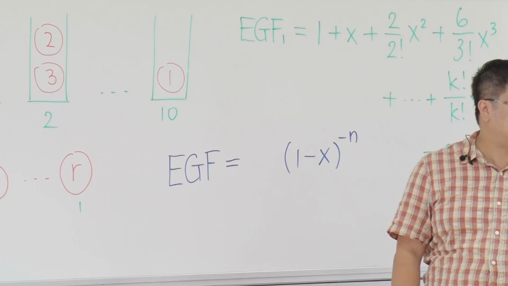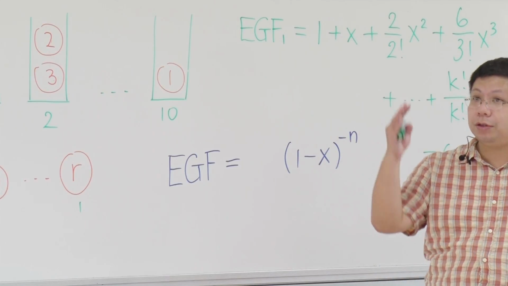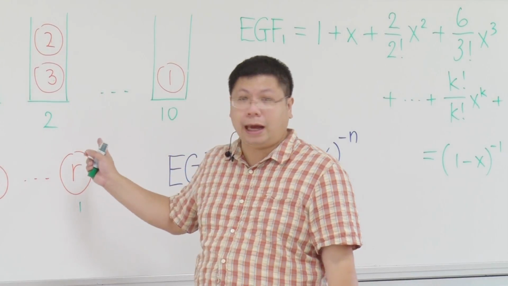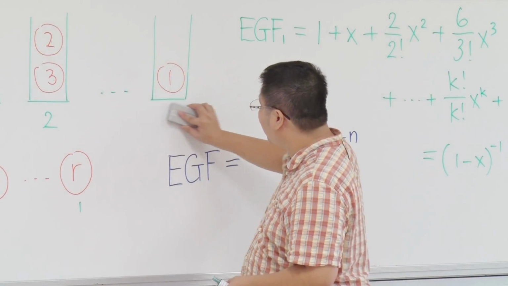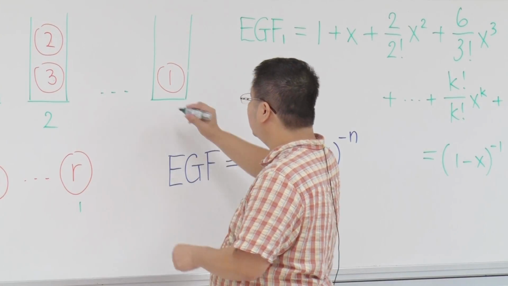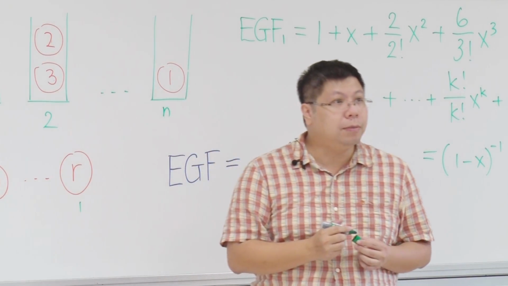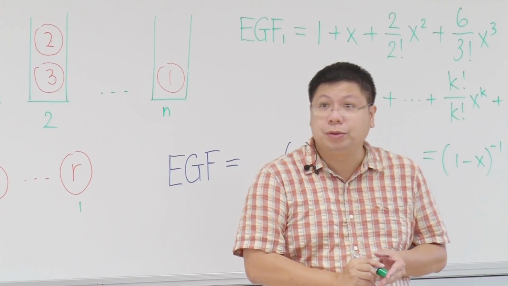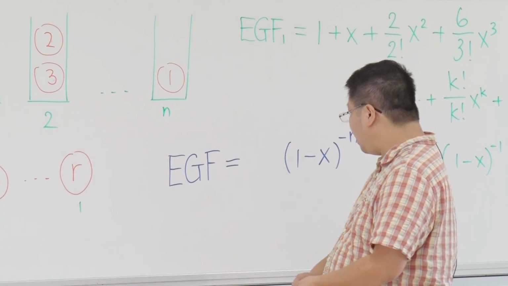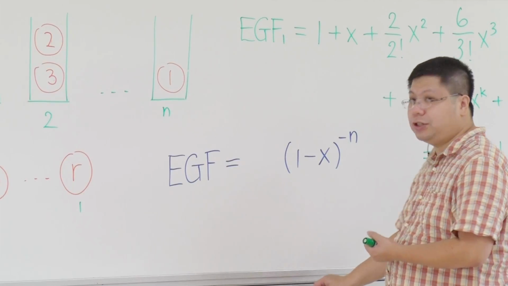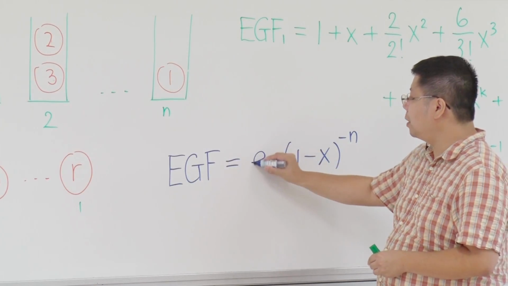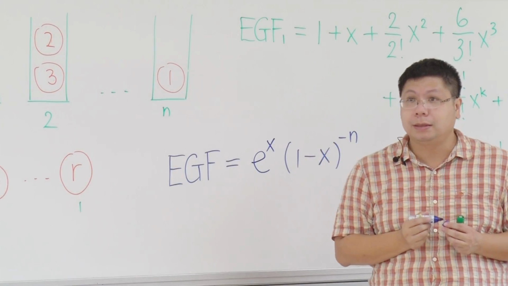So I want to still get the EGF for this case. This is going to be a new case. I have R balls. I want to put them into these N tubes. So there are N tubes. But then some of the balls can be unused. So we just leave them aside. Then what will happen? I'm claiming that the corresponding EGF will be similar to this one, but I want to multiply this with e to the power x.